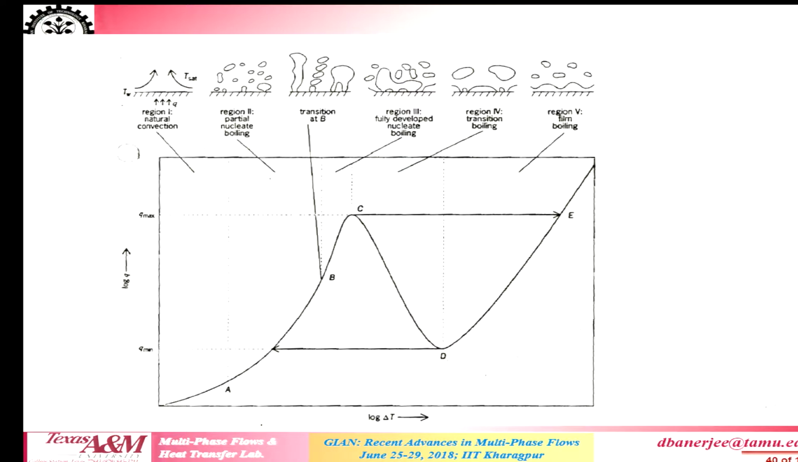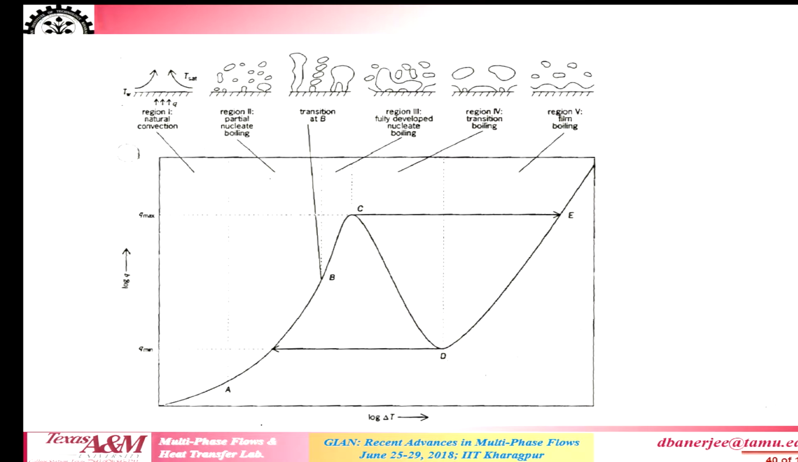Or the other way around, your temperature is decreasing and the heat flux is going up. So you have a negative slope in your system, where increasing the temperature actually results in a decrease in the heat transfer. Or the other way around, if you are trying to increase the heat transfer, your temperature actually drops. And so you operate in the transition regime, which is very difficult to replicate, and finally you end up with a film boiling regime where you have a blanket of vapor.